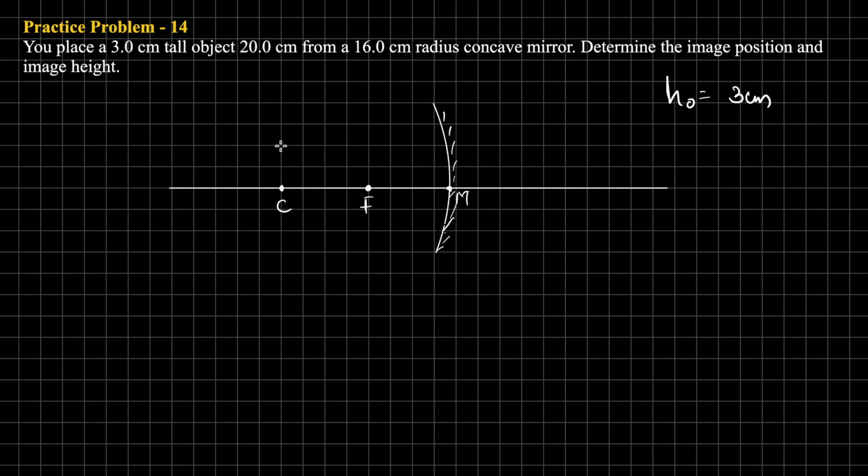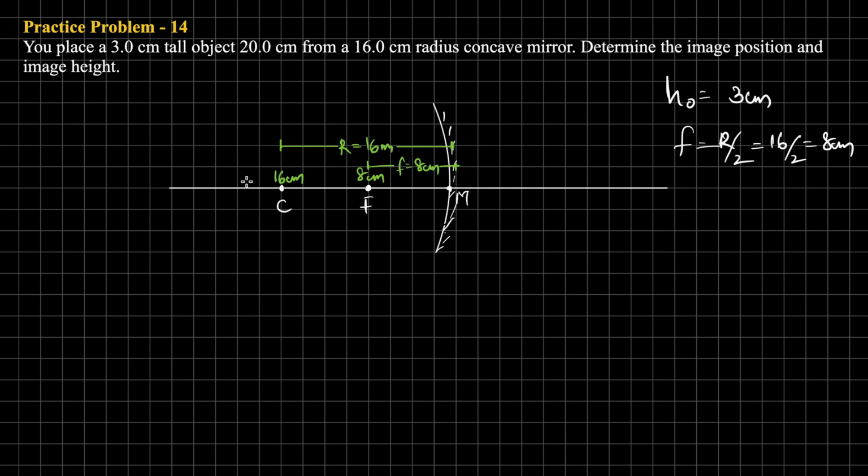Radius of curvature is given. This distance is equal to 16 centimeter. So this point is 16 centimeter. This point should be 8 centimeter because focal length is just half of radius of curvature. It is 16 by 2, 8 centimeter. This distance is the focal length, and that is equal to 8 centimeter.